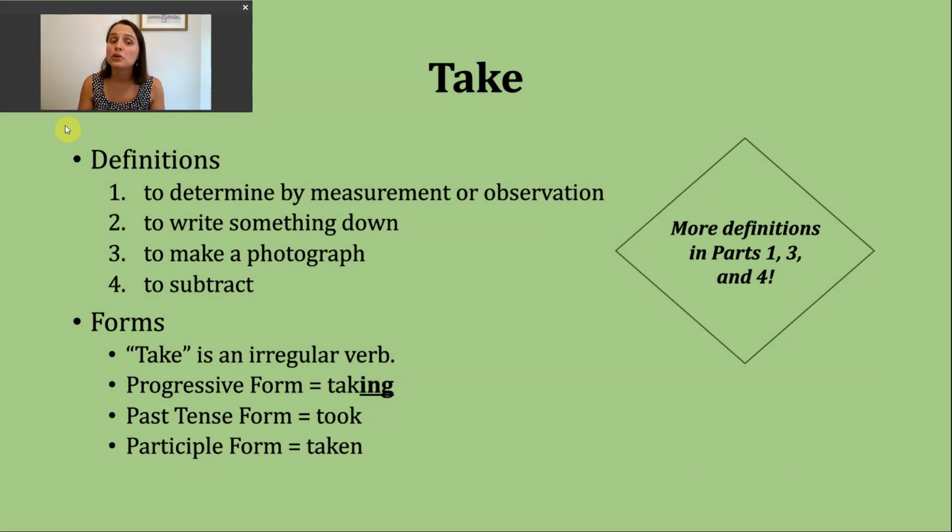It's really important that you know that take is an irregular verb. To make the progressive tense, you're going to drop the E, then add ing to form taking. The past tense form of this verb is spelled T-O-O-K and is pronounced took. The participle form of the verb goes kind of back to our base verb, and then we add an N to it, and we pronounce that taken, taken.